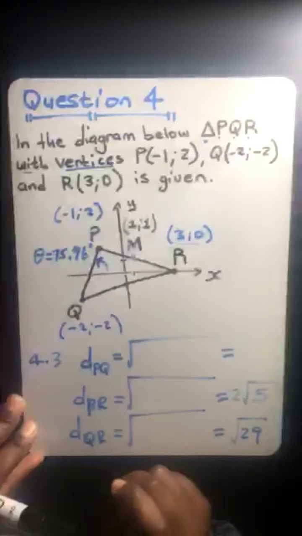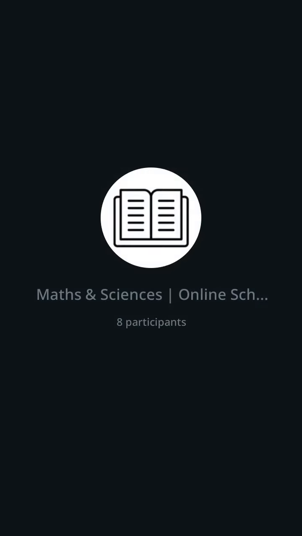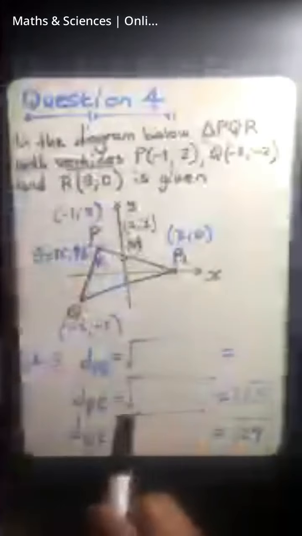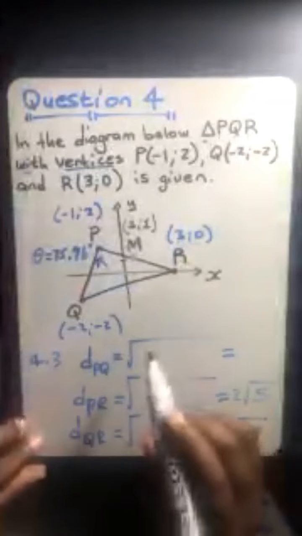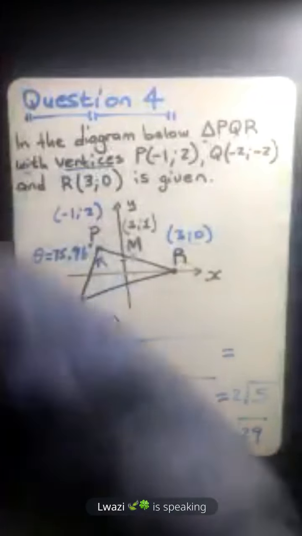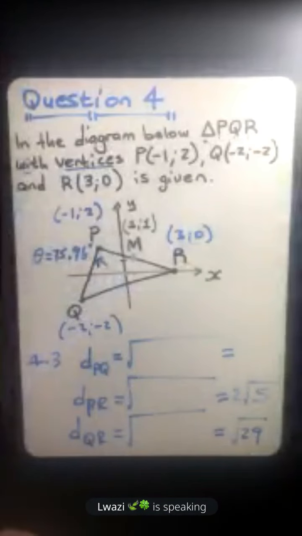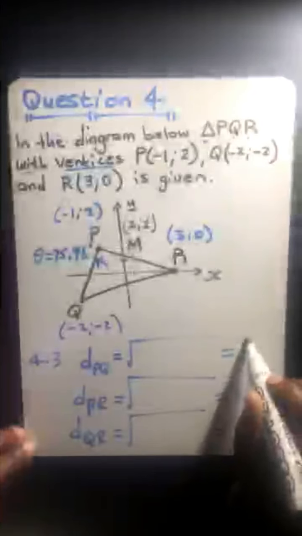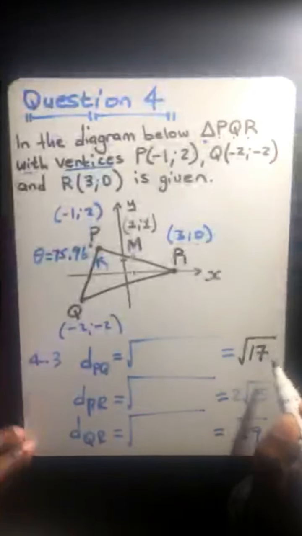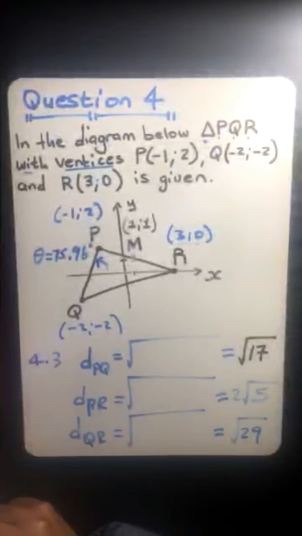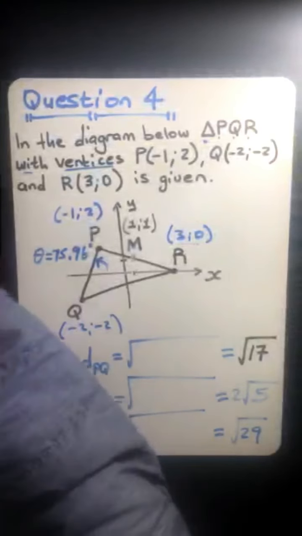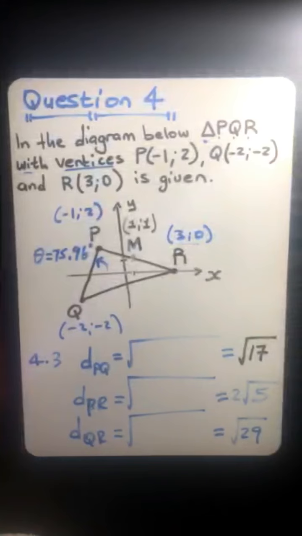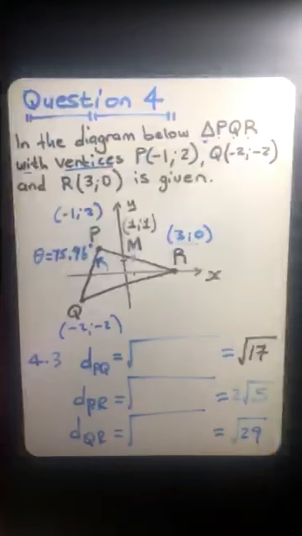Then I will need to calculate this one, guys. Lwazi, you can still calculate this one. I just want us to get PQ. Then we know we're sorted. Let me just substitute there. PQ I got root 17. You're getting root 17. Yes, root 17. Just make sure that you try to punch it again. I'm also getting this one, which is square root of 17.